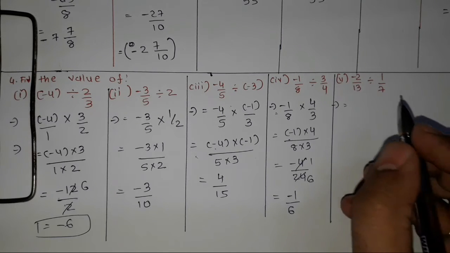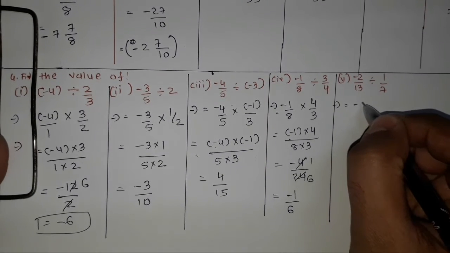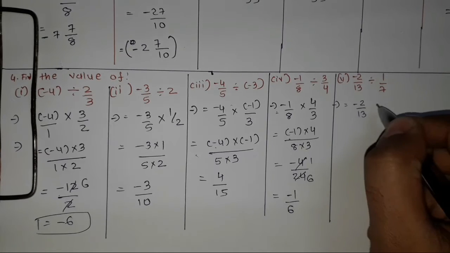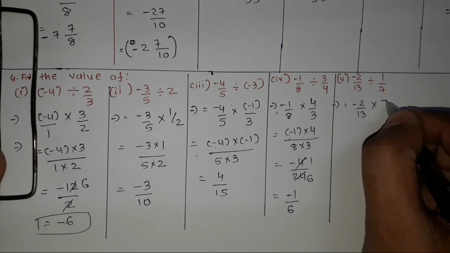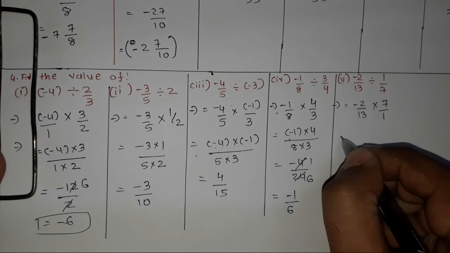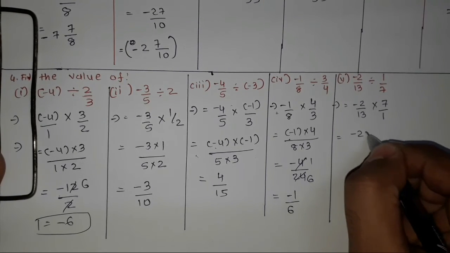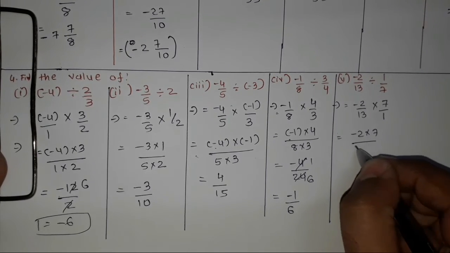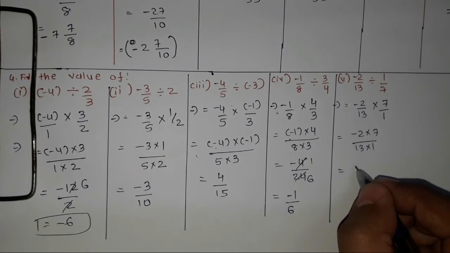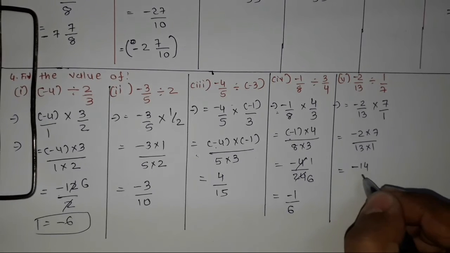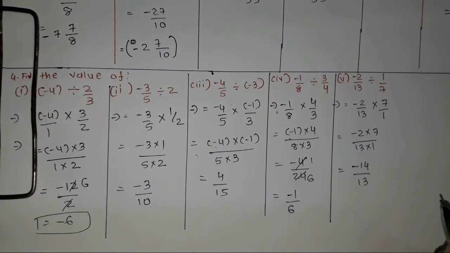So again, to solve this, minus 2 upon 13 multiply by, I will take the reciprocal of this one, so it will become 7 upon 1. Now I can multiply numerator with numerator, so minus 2 into 7, and denominator with denominator. So 7 into 2, 14, and here it will be negative 14 upon 13.